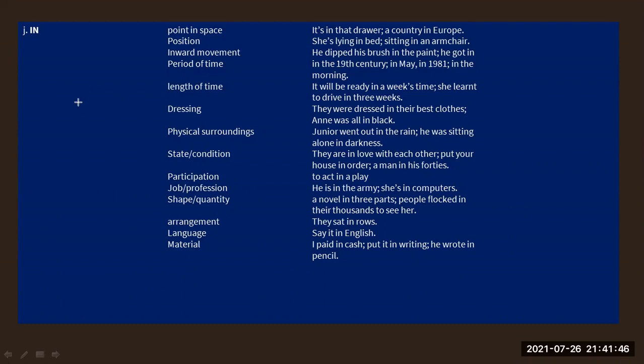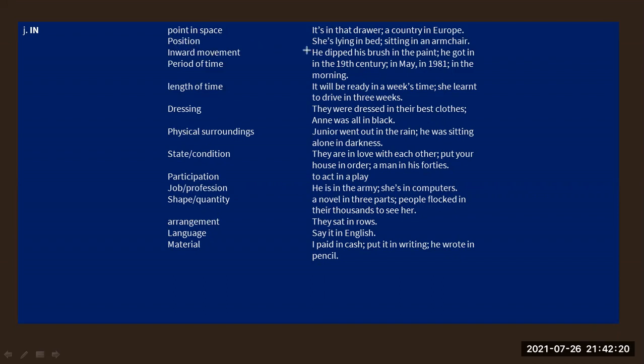For example, you can use in to talk about a point in space. For example, it is in that drawer. Maybe someone is looking for something and you want to talk about a particular point. A country in Europe. Of course, we talked about in as what we use to talk about continents.